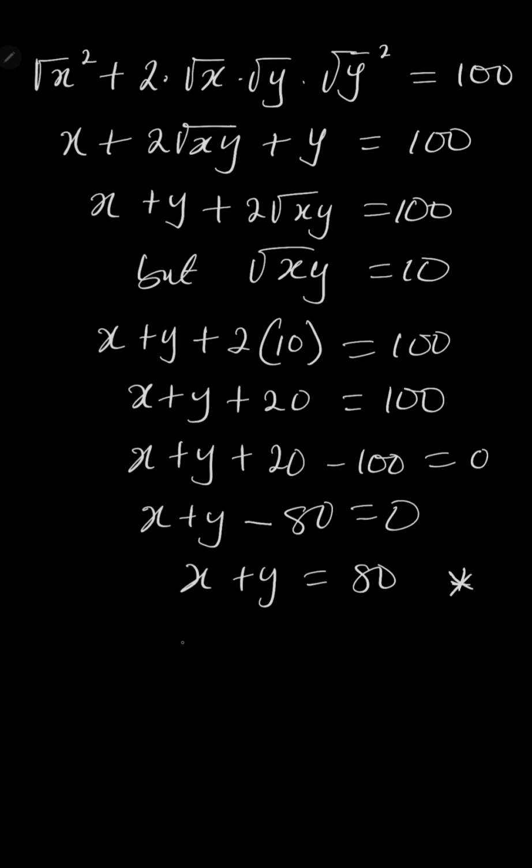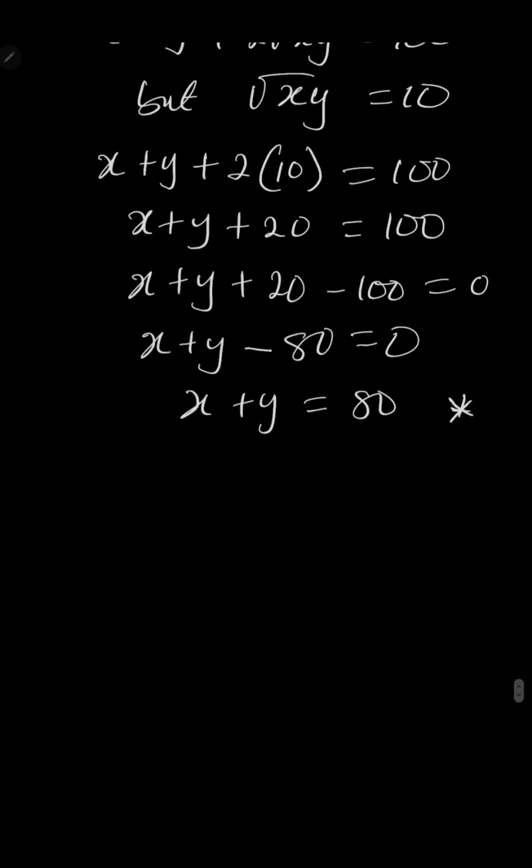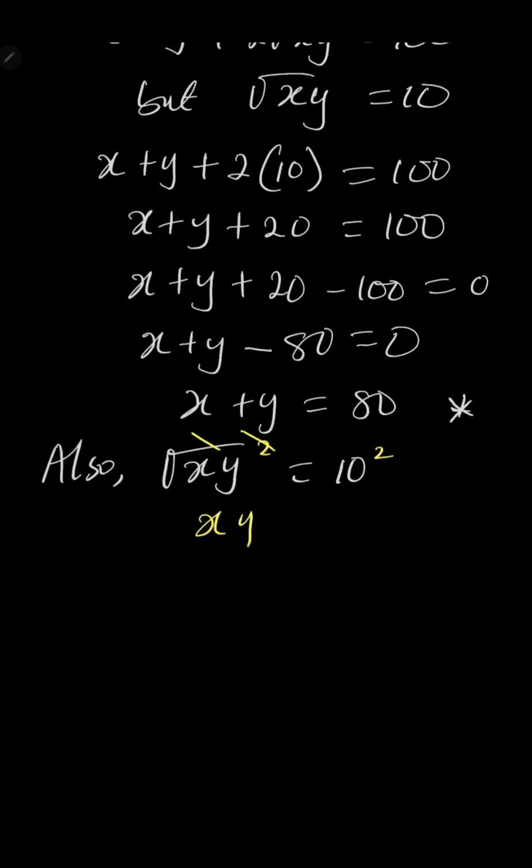And also remember that in equation 2, we have square root of xy is 10. Also, square root of xy is the same thing as 10. So we square both sides. This cancels out. We find out that xy is 10 squared, which is 100. So xy will give us 100.